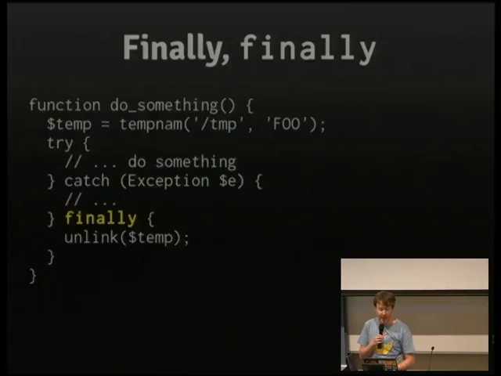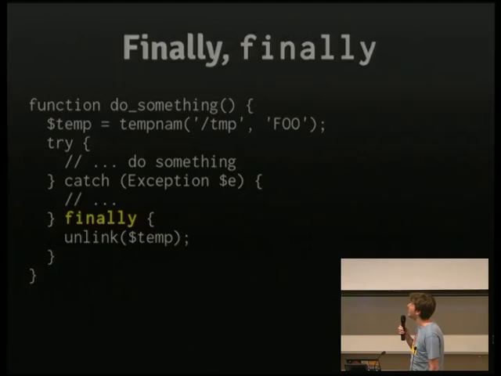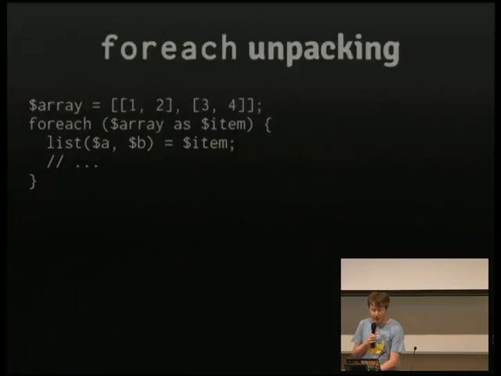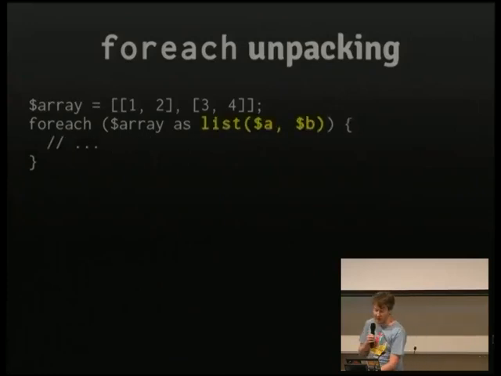So like most sane languages, we now simply support a finally block on try-catch statements. This is, unsurprisingly, a hell of a lot cleaner. There's also another little bit of syntactic sugar. You can now directly unpack nested arrays in foreaches. So instead of having that separate list statement, you now just have this. This actually works pretty well.